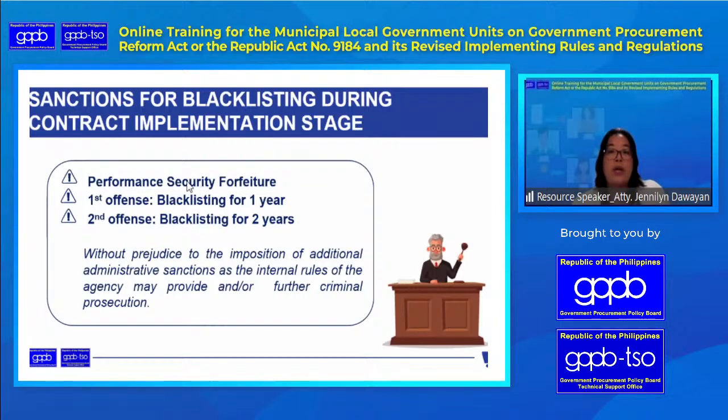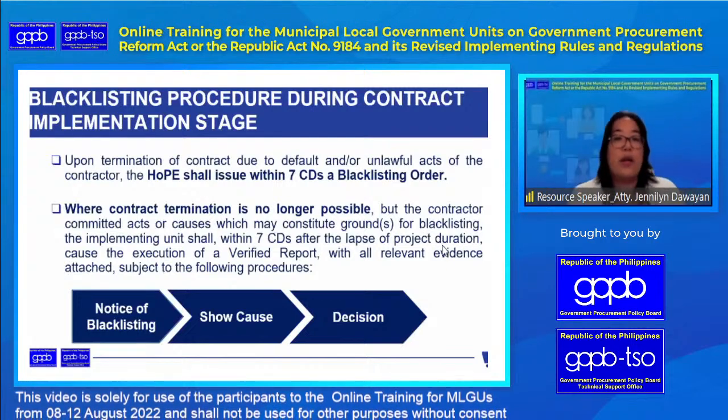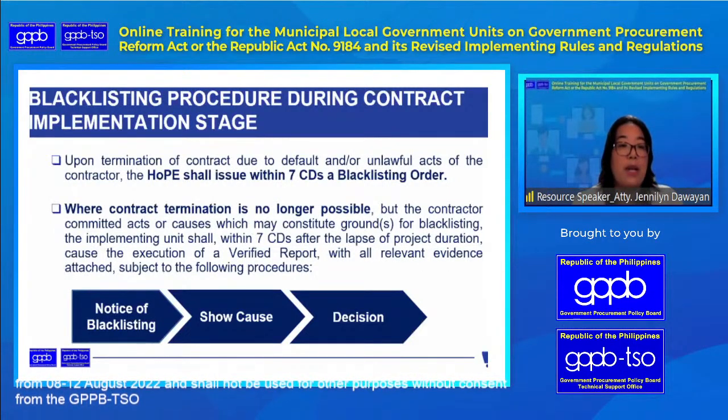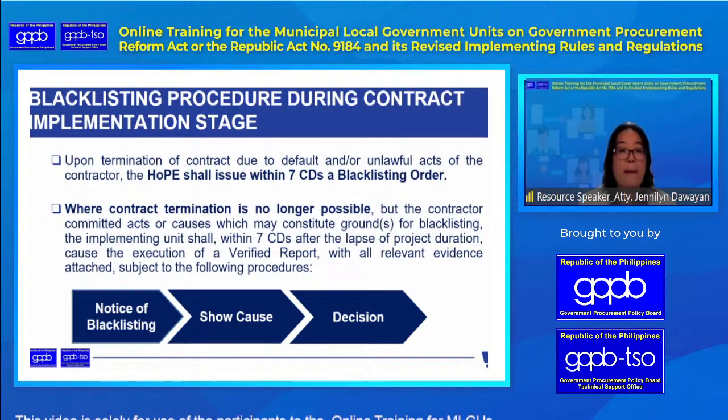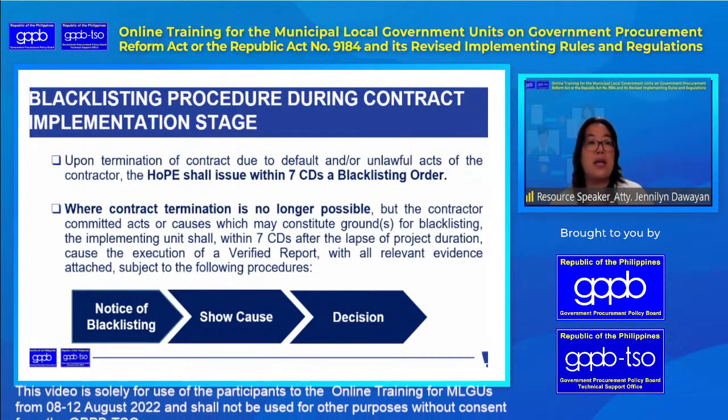Okay. Upon termination of the contract due to the fault or unlawful acts of the contractor, now mag-i-issue na si HOPE ng blacklisting order, no? So, na-terminate na yung contract, mag-i-issue na si HOPE ng blacklisting order. Kung naman, contract termination is hindi feasible, no? And sometimes, yun, may mga instances talaga na hindi feasible.